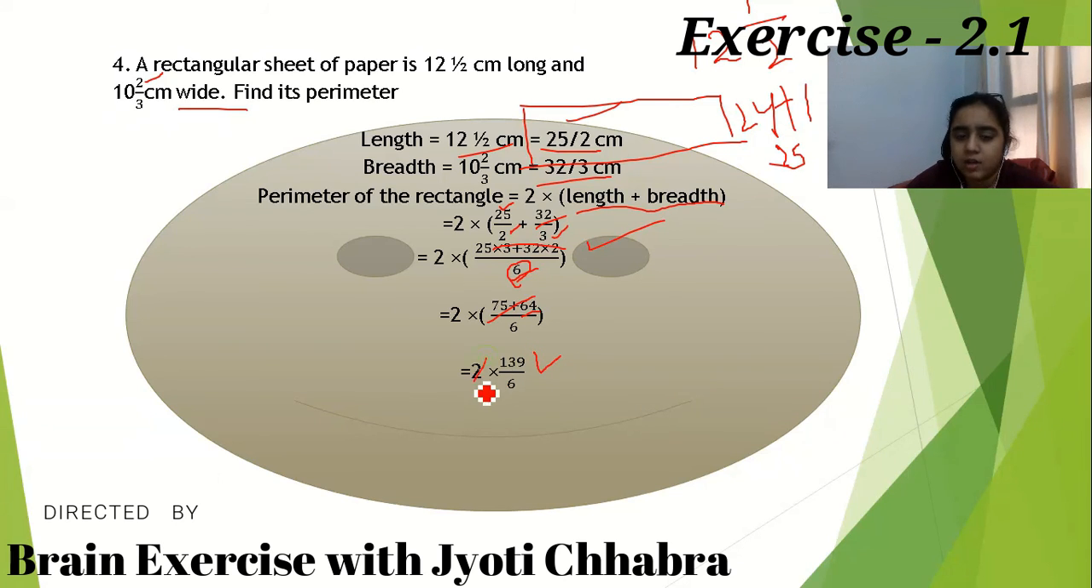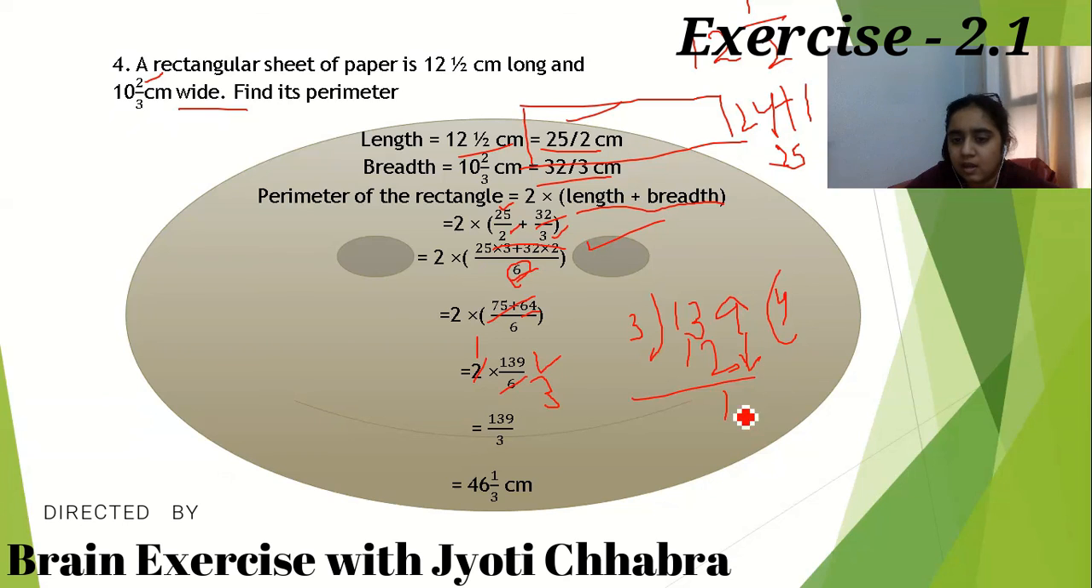Now I will cancel this 2 with 2 and 2 3s are 6. Now I have 139 upon 3. So my answer is, I will divide this 139 by 3. I will show you how to divide this 139 by 3. 3 4s are 12, and we have 1 after subtracting 13 and 12, and this 9 will carry forward.